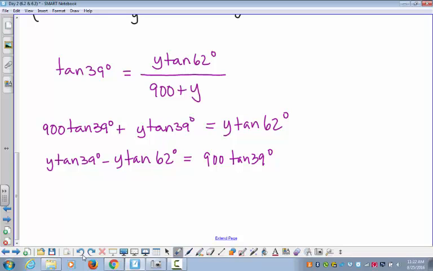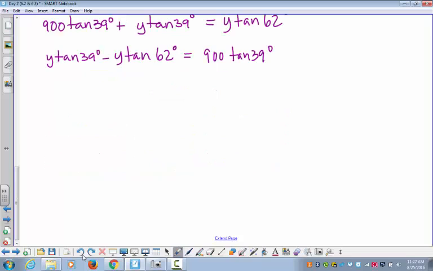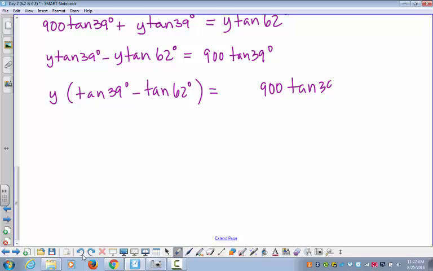Y is showing up in both places. What do we do? Factor, because we want to have just one y so we can isolate it. Right now we have two y's. The way you go from two y's to one y is by factoring, the reverse of distribution. So we're going to have y times the quantity tan 39 minus tan 62 equals 900 tan of 39 degrees.